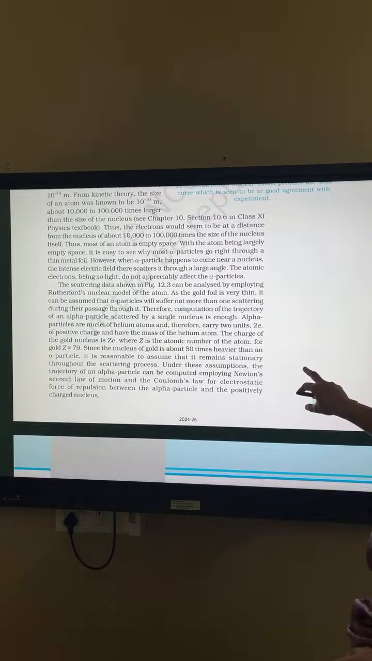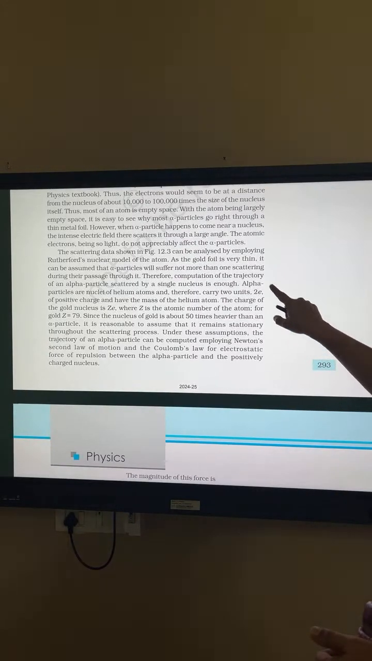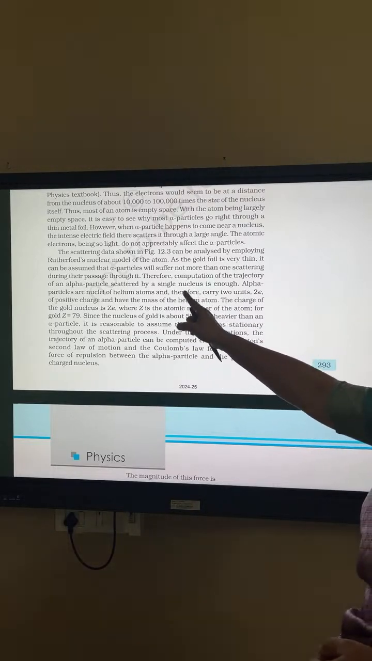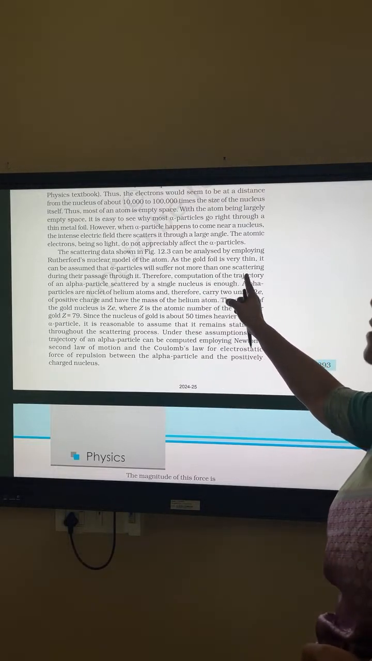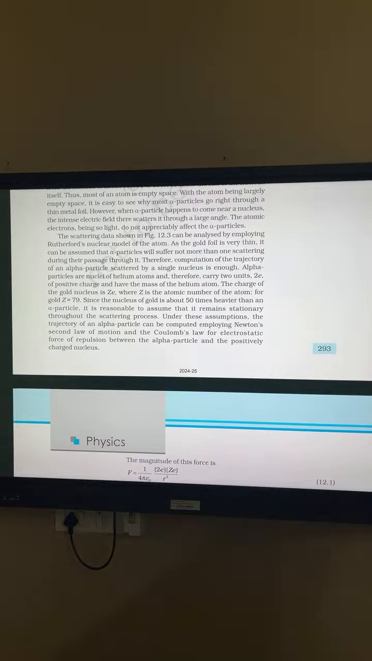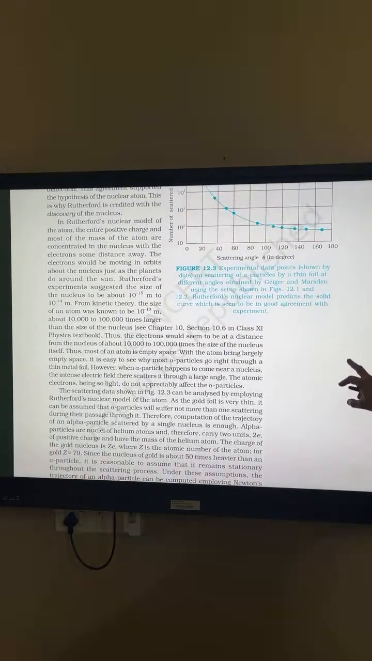Then the electrons would seem to be at a distance from the nucleus of about... again and again the same point is insisted. You can go through it and write a point. So this is very important. As the gold foil is very thin, it can be assumed that alpha particles will suffer not more than one scattering during their passage through it. What is the meaning of this? From the data shown in the figure. What is the data shown in the figure?